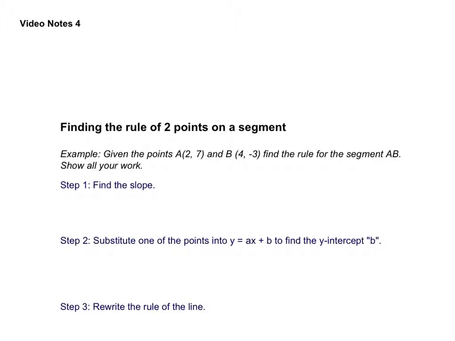Last slide. The last thing that you guys need to know is how to find the rule. The rule meaning the equation. So if you see find the rule, it means you're finding the equation. And we know the equation of a line is y is equal to ax plus b. So what you need to know when you're finding the rule is that you need 2 points to find slope, or you need slope and a point. So here we have an example. Given the points A (2, 7) and B (4, negative 3), we are going to find the rule for this segment and show all of our work.